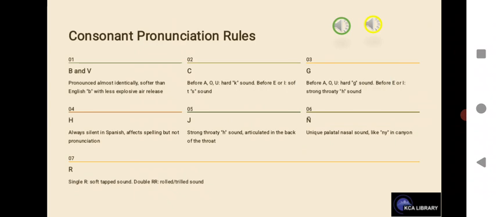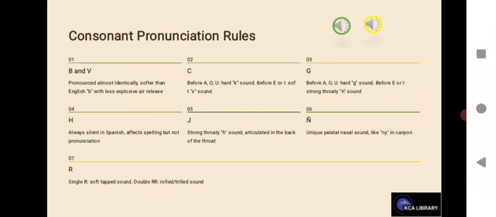Consonant pronunciation rules. Spanish consonants are generally pronounced clearly and consistently, though some letters have sounds that differ from English or vary slightly depending on their position in a word. B and V. The letters B and V are pronounced the same in Spanish. At the beginning of a word or after a pause, they sound like a soft B, e.g., bueno, beso. Between vowels, they are pronounced more softly, similar to a gentle B sound, e.g., beba, vivir.